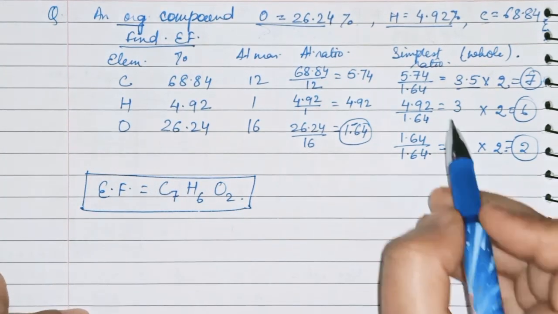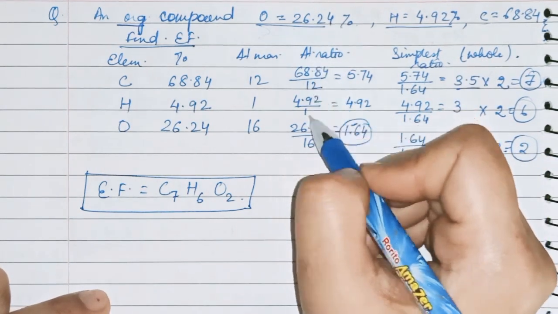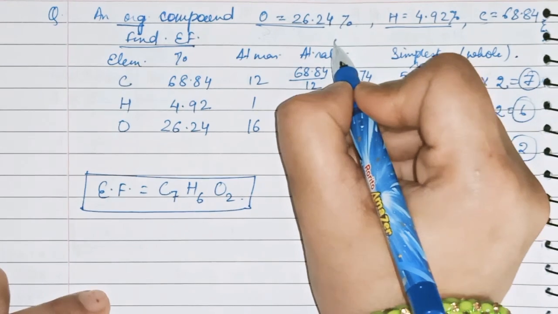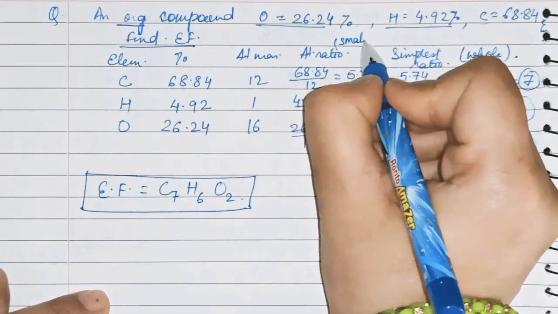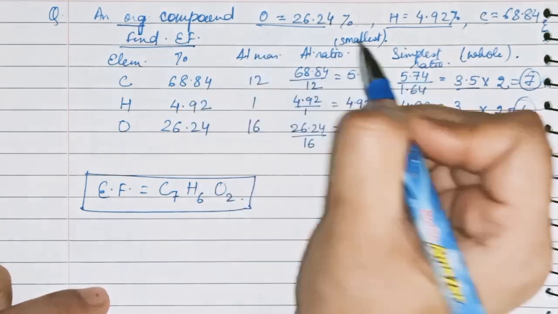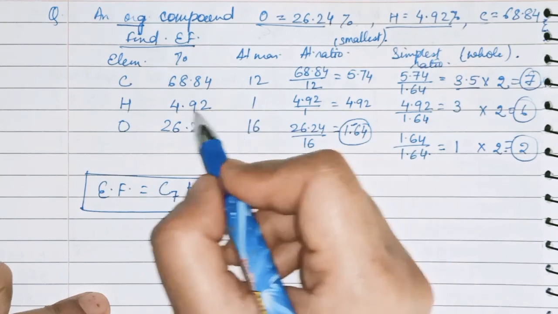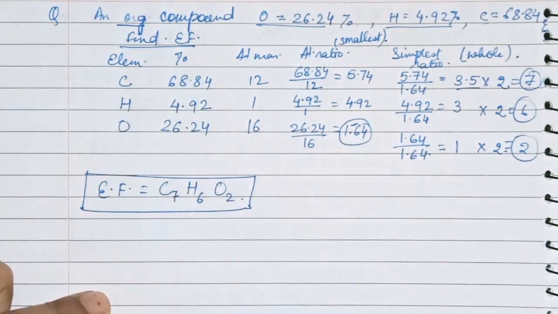Clear? In the simplest ratio you will take whole numbers. In atomic ratio you will take the smallest number, and atomic mass is the mass of each element. Percentage is given in the question.